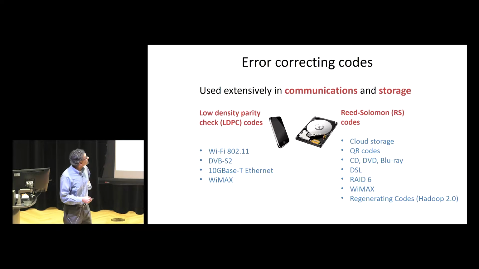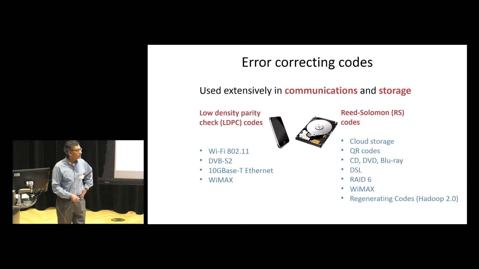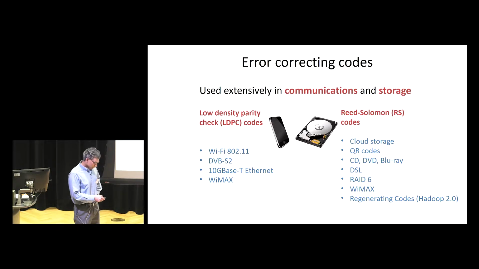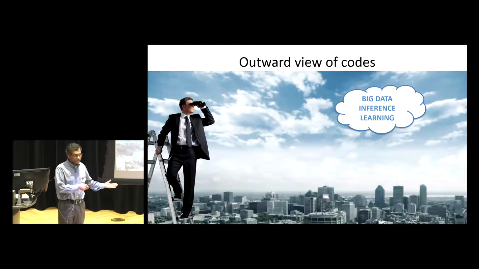And of course, they have been used extensively in communications and storage, starting from low-density parity-check codes for Wi-Fi, cellular, satellites, Reed-Solomon codes on cloud storage, QR codes, RAID, WiMAX, and more recently, regenerating codes, which are part of the open source Apache Hadoop 2.0. So as a community, we've come a long way. But that's not the purpose of this talk. We want to herald the past, but look ahead to the future.